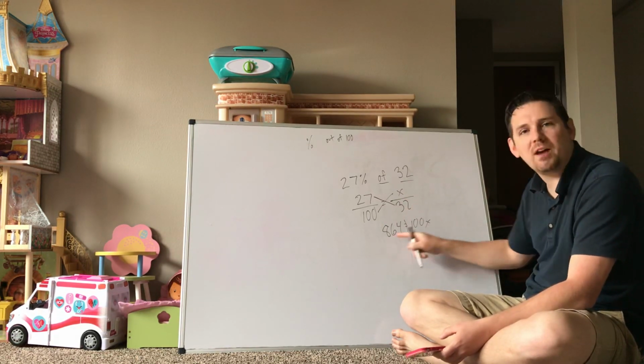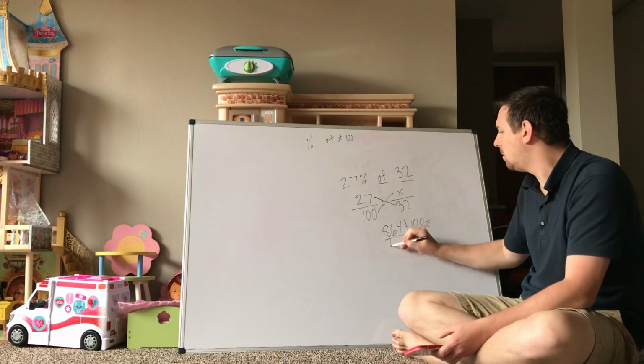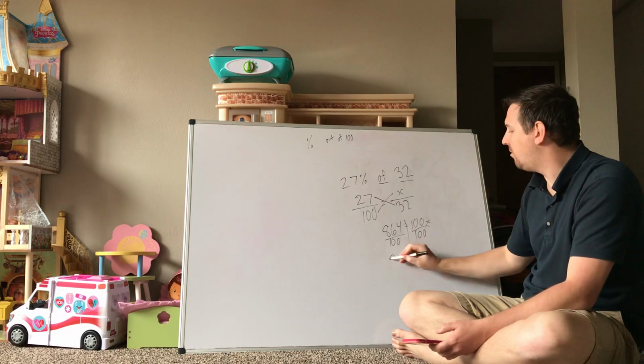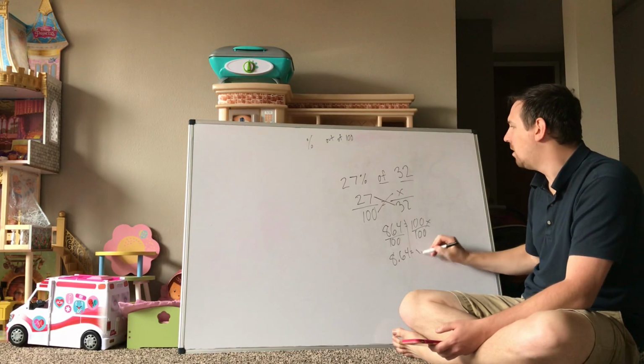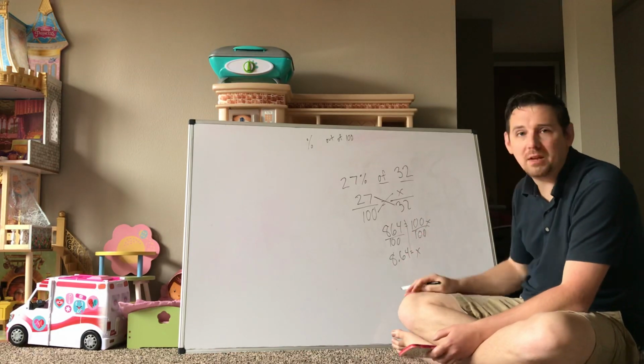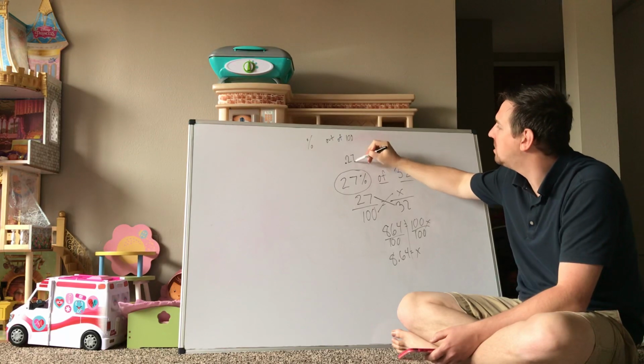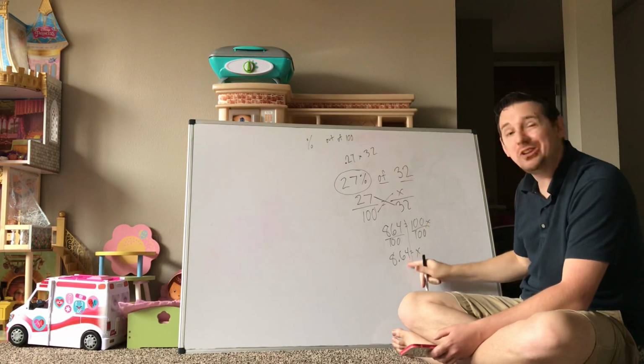Mackie, do you always divide by 100 here at the end? Uh-huh. 864 divided by 100 is 8.64. That's what 27% of 32 is. It's 8 and a little bit. Okay? You could also make this a decimal. 0.27 times 32, you'd get this answer.